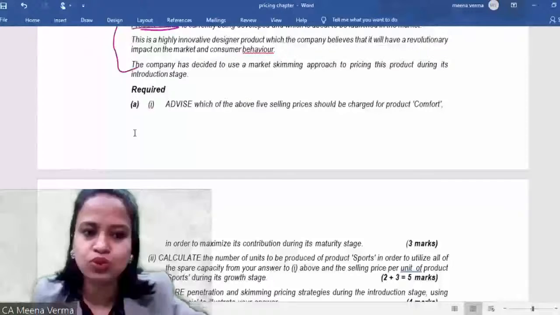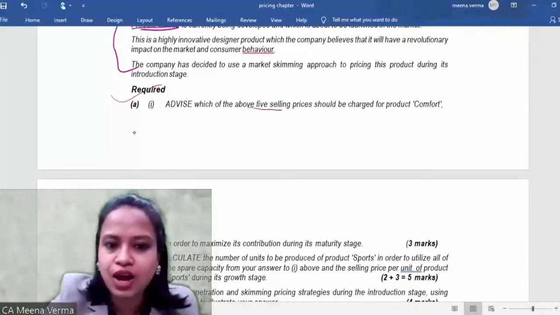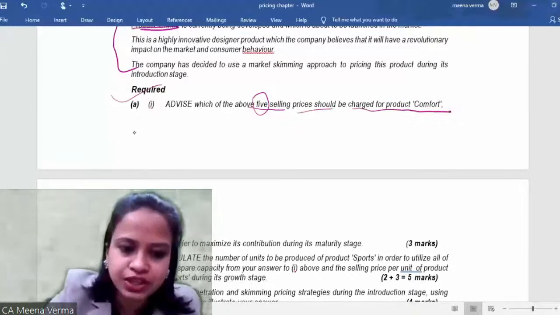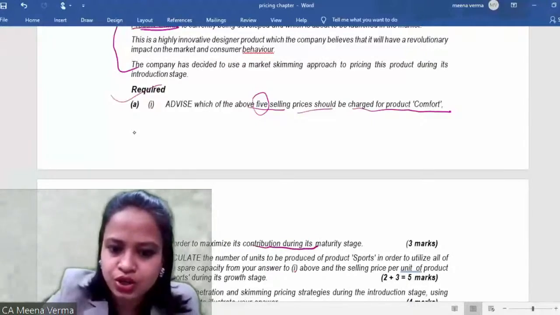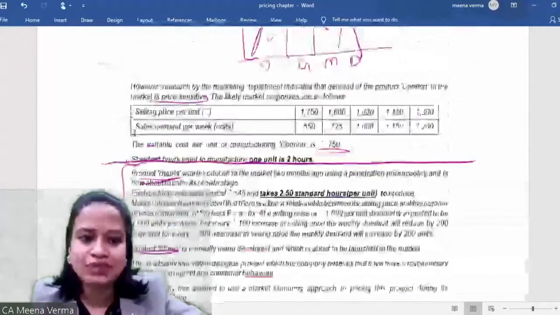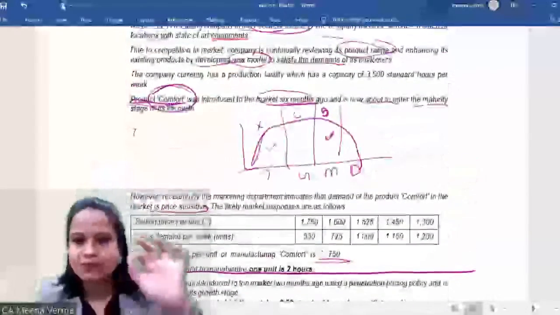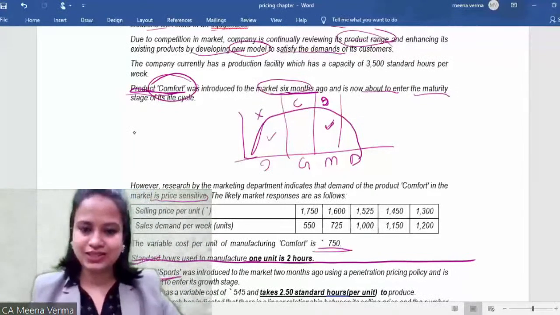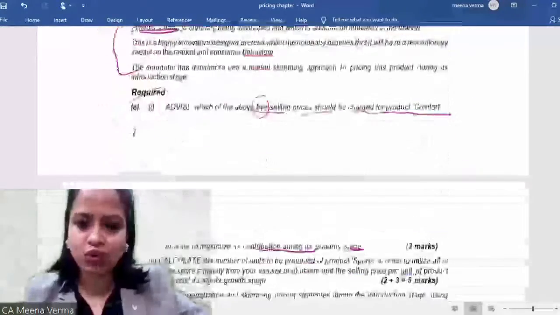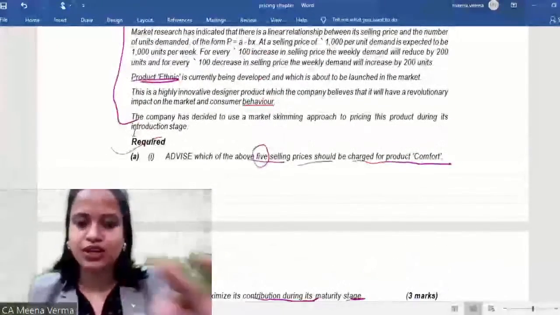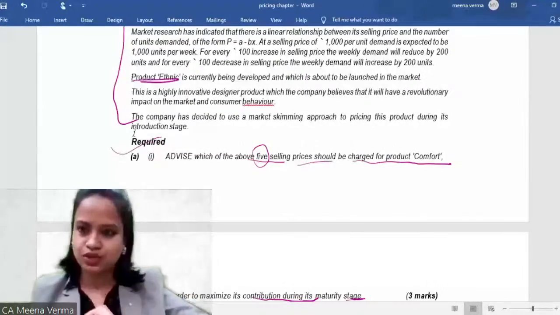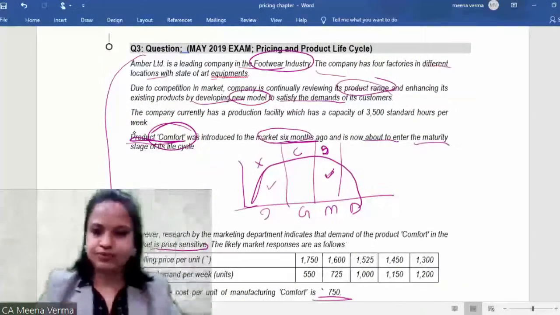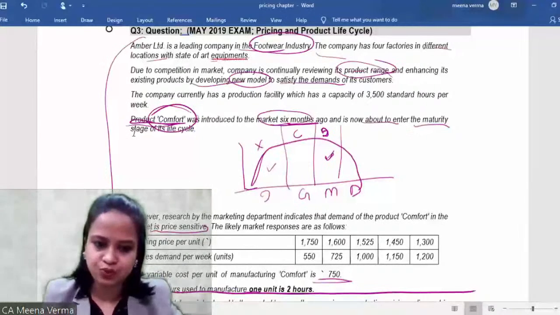First, I will go to the requirement of the question. Advise which of the above 5 selling prices should be charged for the product comfort in order to maximize the contribution during its maturity stage. So see, part A is related to this. The first part of A is related to up to this point. They are saying that at what selling price you want to sell your product in order to get maximum contribution during the maturity stage. So this is the first part of my question.